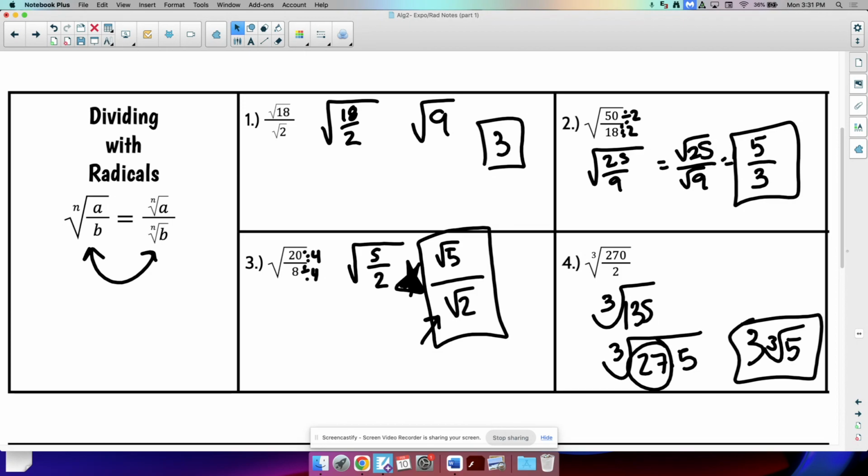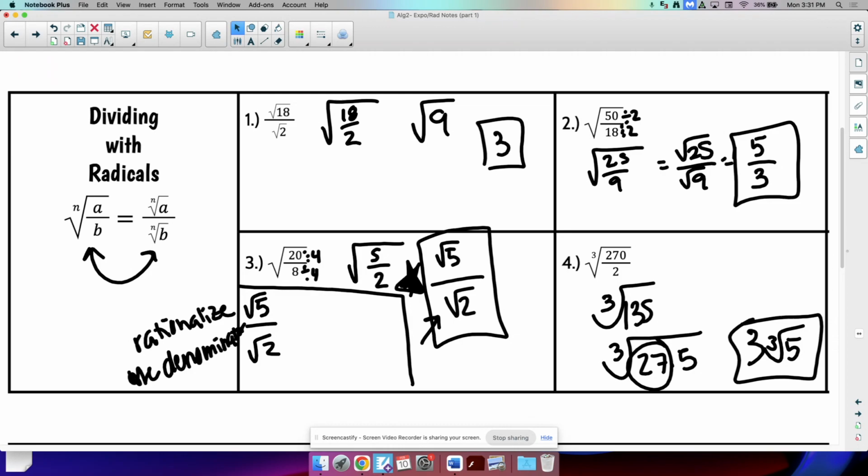So today we are focusing on the issue that happens in the third problem, square root of 5 over square root of 2. This is not considered fully simplified. So what we're going to do is go through a process called rationalize the denominator. And what that means is we are going to change this fraction so we no longer have a radical in the denominator. We need to make this number be a perfect square so we can actually take the square root of it. We can't take the square root of 2.